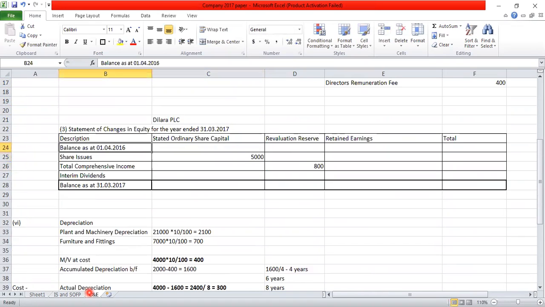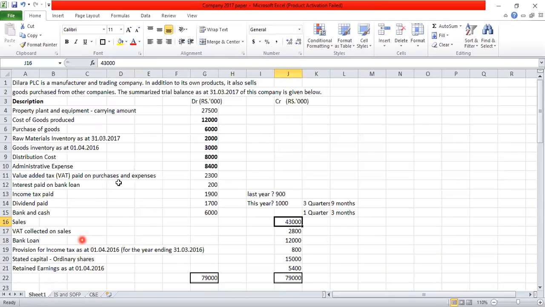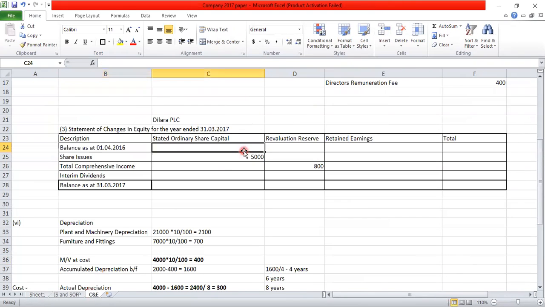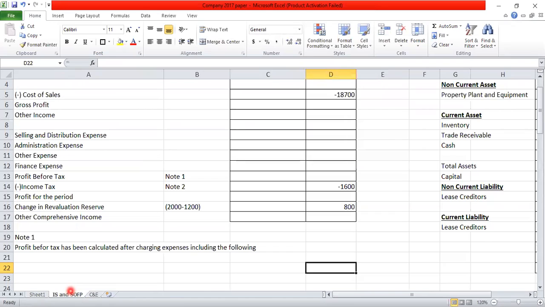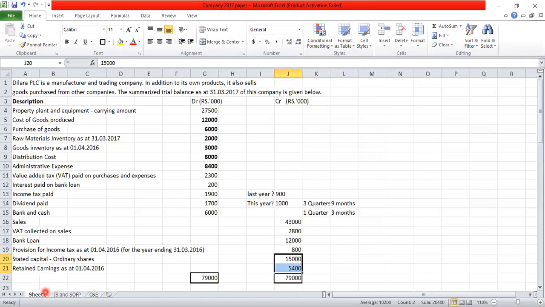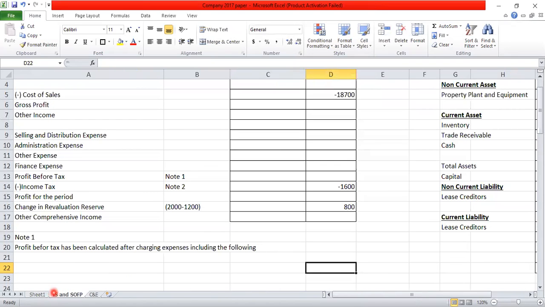Let me move on to the opening balances. What opening balances do I have? Do I have any other stated capital? I have 15,000 here and 5,400 retained earnings. So opening stated capital is 15,000. Retained earnings is 5,000. I have recorded both basic adjustments when it comes to this. Now we are going to move on to the next point.